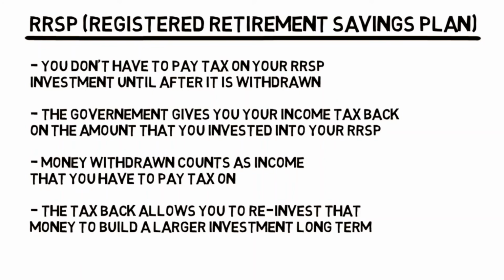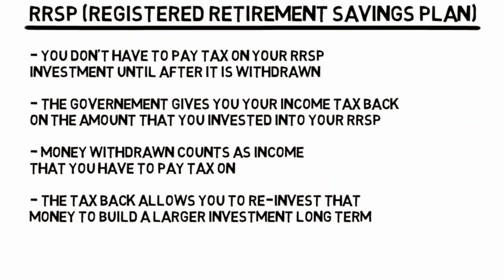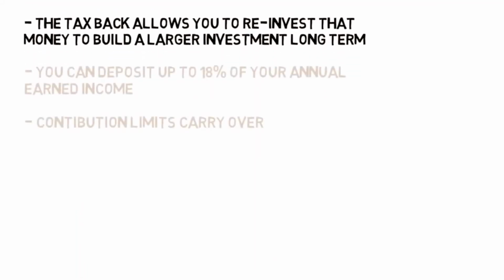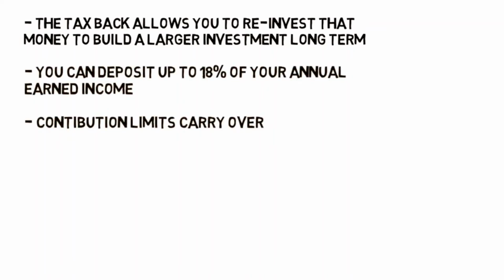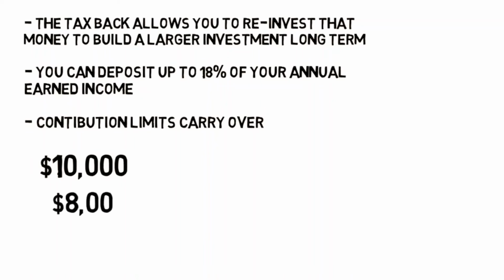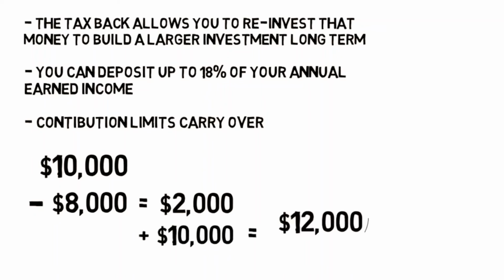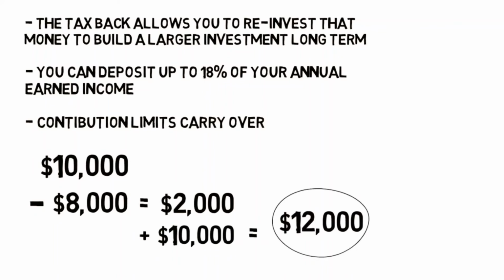With RRSPs, you can take money out at any time, but you'll have to pay extra tax on the money you do take out if it is withdrawn before retirement. As for deposits, you can put in up to 18% of your annual earned income. If you don't invest the full amount each year, your RRSP contribution limit will carry over indefinitely. So if your contribution limit one year is $10,000, but you only put $8,000 into your RRSP, then the next year you will be able to deposit up to $12,000. You can use almost any investment as an RRSP. This means that you could set up an index fund and register it as an RRSP, so you don't have to pay tax on the money that you're depositing until after retirement.